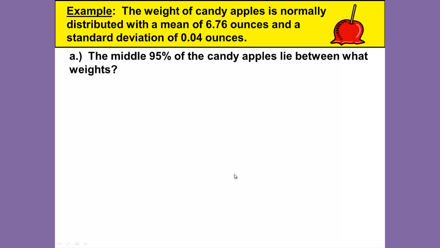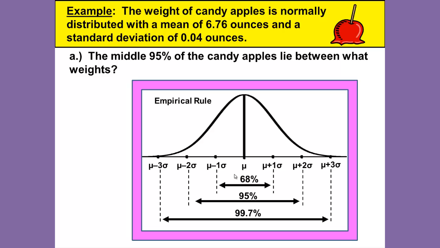Now, back to what part A asks us. The middle 95% of the candy apples lie between what weight? Well, remember our empirical rule. Our empirical rule uses the percentage of 95%. At 95%, it lies between two standard deviations to either side of the mean.